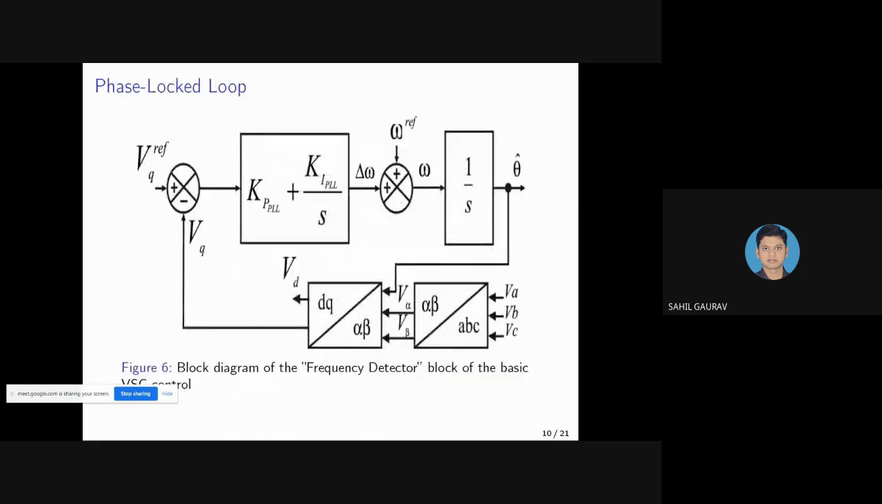Further, the frequency detector block in the VSG control is responsible for detection of the bus frequency omega g, and here a conventional phase lock loop is used to trace the frequency of the output voltage, as shown in figure number 6. First, the phase voltages are transformed to the alpha beta stationary frame by using the Clarke transformation, and further the alpha beta voltage components are transformed to the DQ synchronous rotating frame by using the Park transformation. Here the estimated phase angle theta dash, the PLL output, is used.